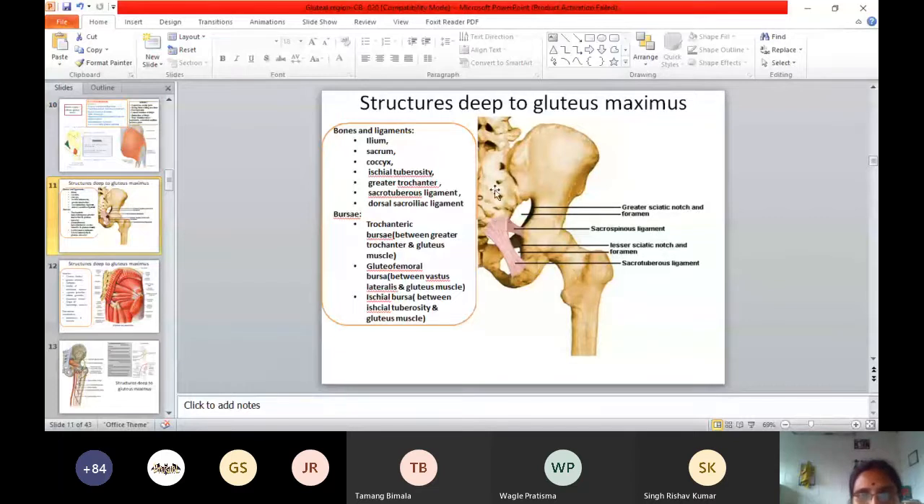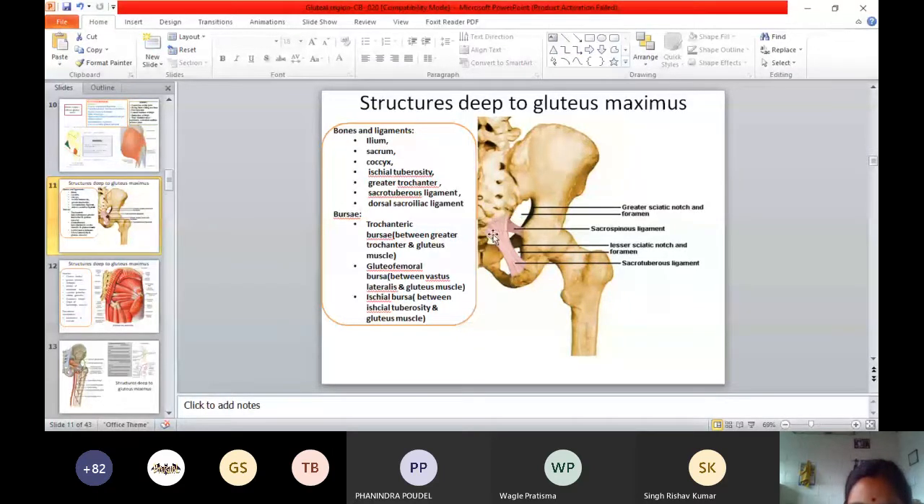First, bones and ligaments. What is the name of this bone? Anybody? Any one of you can answer? Ilium. Yes. The bone lying next to it is the sacrum. This is the coccyx. This is which tuberosity? Ischial tuberosity. This is the greater trochanter.